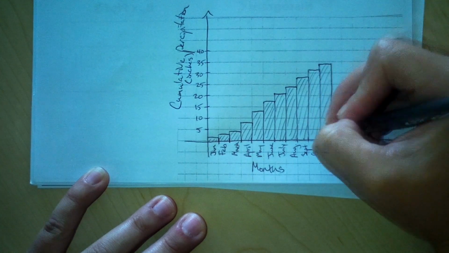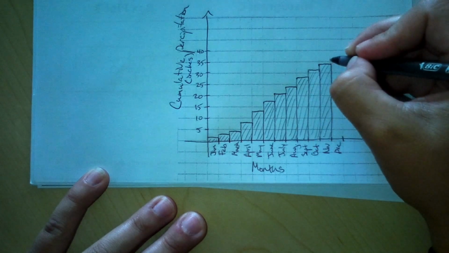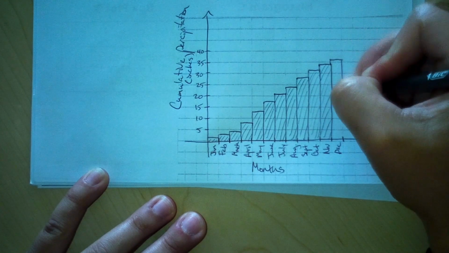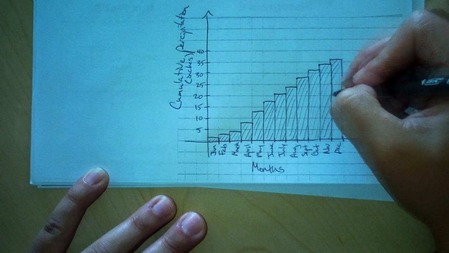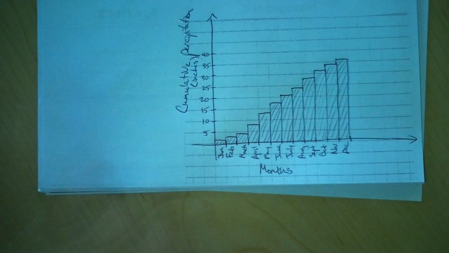Part C, when has 1/4 of yearly precipitation fallen? So what I would do for that is I would take 1/4 of whatever the total is and see where that's at, and then help me to figure out what month that's during. What is our total amount of precipitation? That 35 number, right? So we're going to use that number.